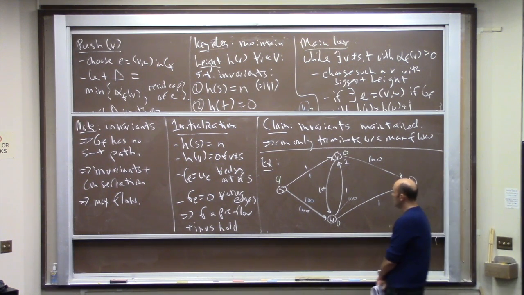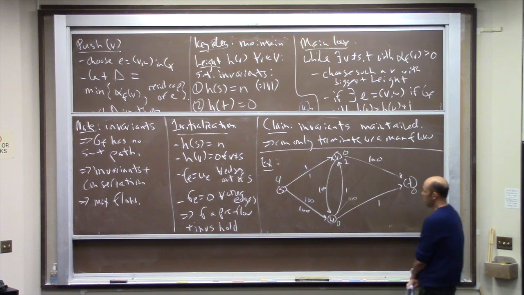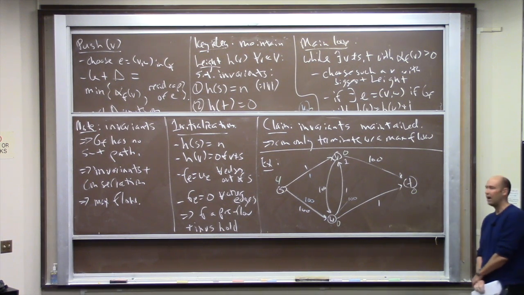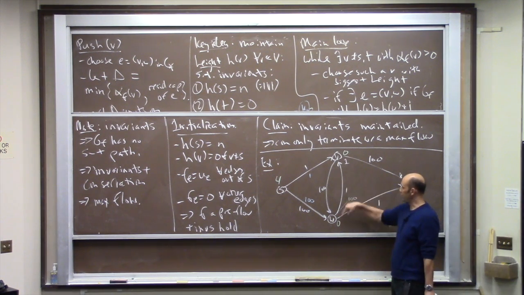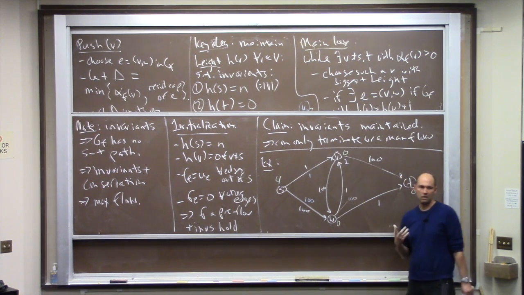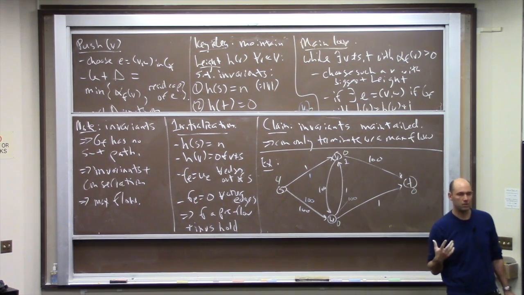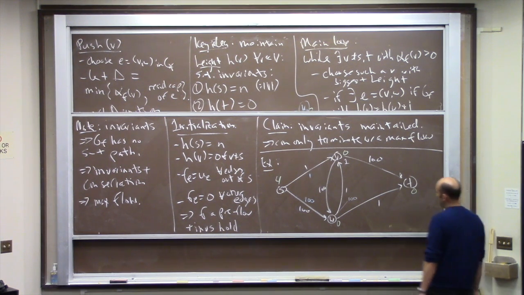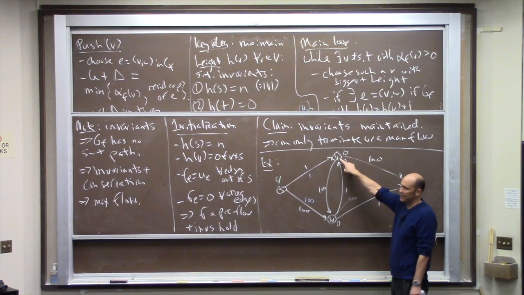All right, so now we enter the main loop. How does the main loop work? Well, if there's no vertices with excesses, we're done. If there are vertices with excesses, pick the one that has the biggest height. We have 2 vertices with excess, both V and W. They both have height 0, so here we can choose arbitrarily. Let's choose V.